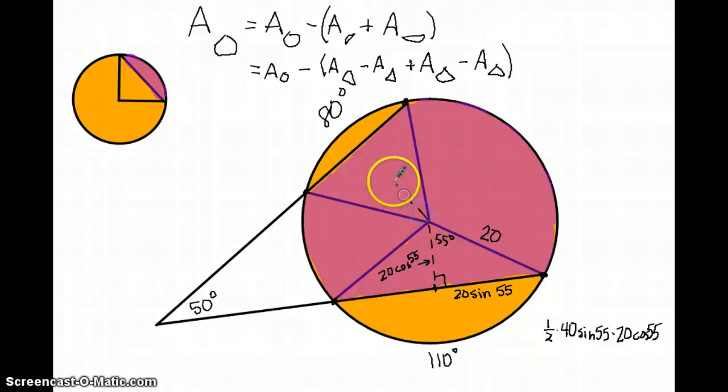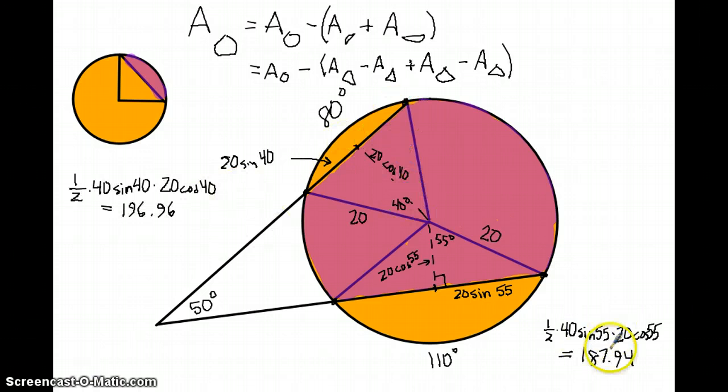Same sort of deal here. This angle is going to be 40 degrees. These are still 20. So this part here is 20 times the sine of 40. And this one is 20 cosine of 40. All right, so I did those two triangle areas on the calculator to save some time. I'm down about 45 seconds here.